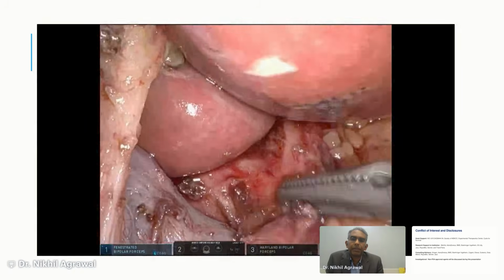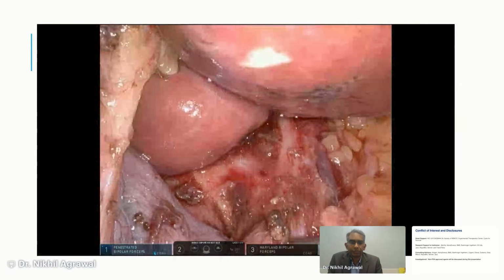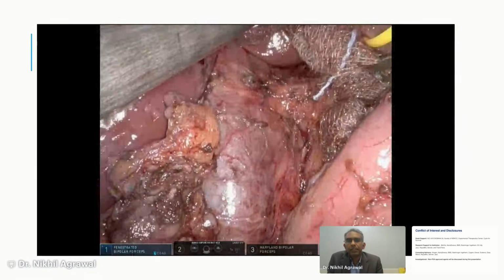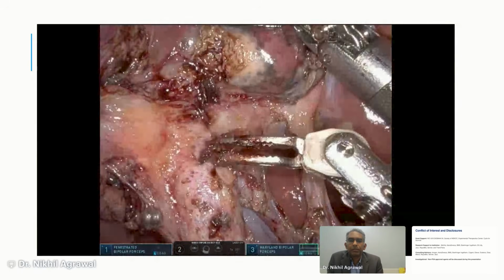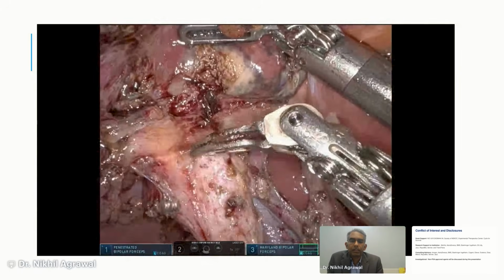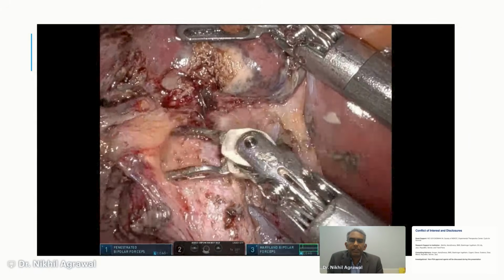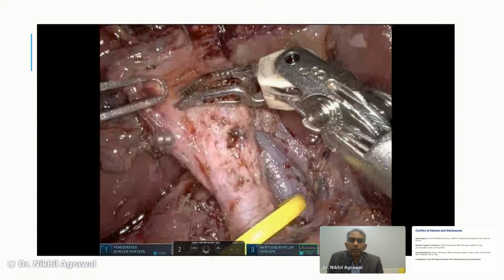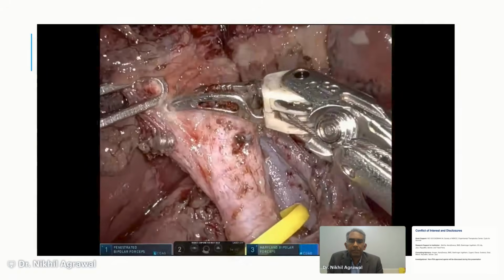So you can see we have completely removed all the lymph nodes. So this gives us a very good lymphadenectomy. You just saw the left renal vein there, and there's some more tissue on the bile duct, which we will remove separately.